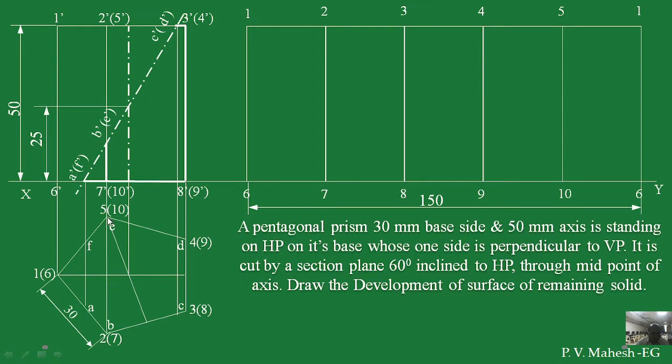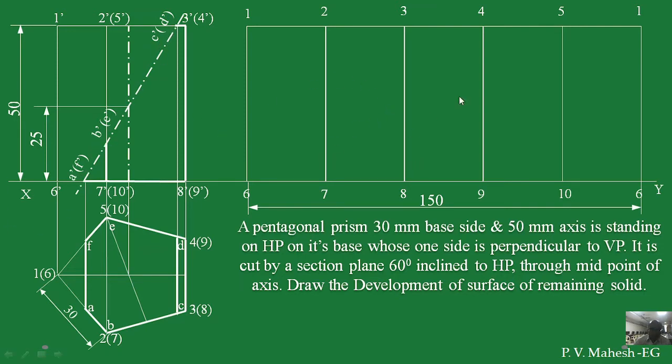So this point is E and this point is B, and the edge 6,7 is cut at A, and the edge 6,10 is cut at F, so that point is F. If I join these A, B, C, D, E, F and the outer lines which are remaining, then I will get the top view of the truncated solid.